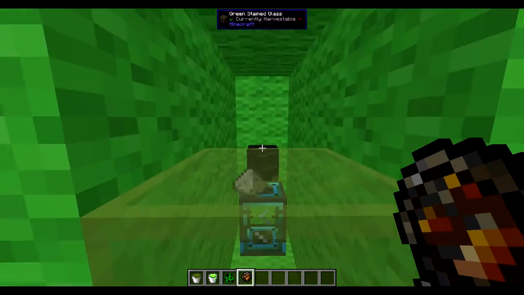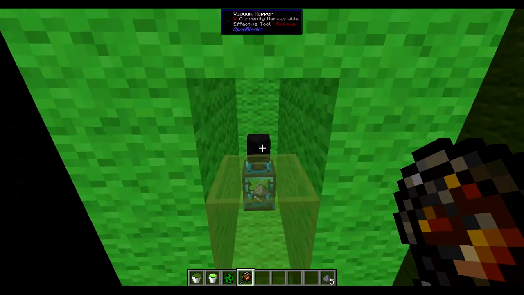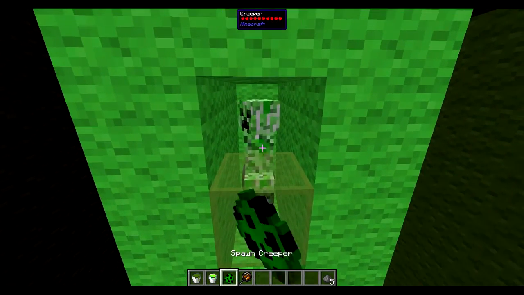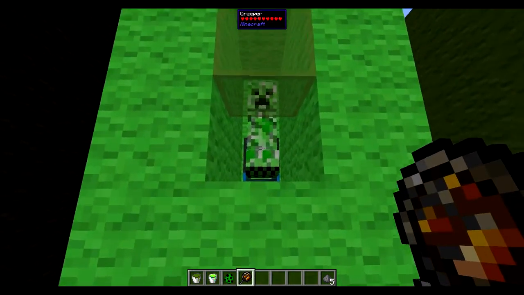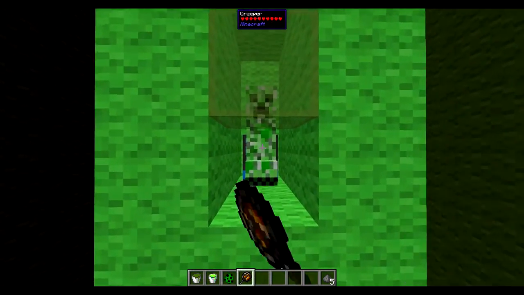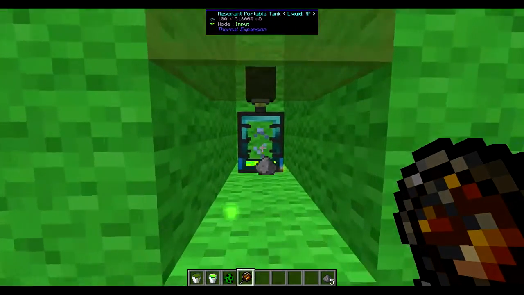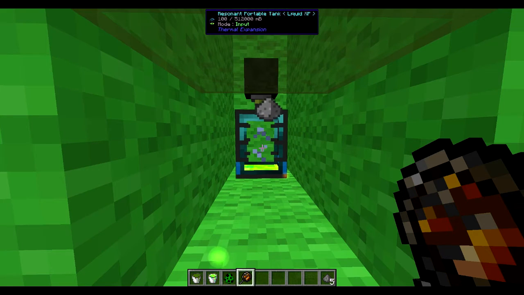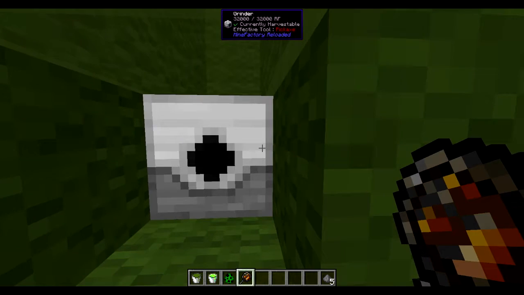If we do the same thing with a vacuum hopper, as you can see I've done it a few times, it always drops the amount of experience that is equal to 5 vanilla or 100 millibuckets of liquid XP. So that's the ratio we have for vanilla XP to liquid XP from OpenBlocks. That's 20 liquid XP per vanilla XP. Don't have to remember that, because I don't.